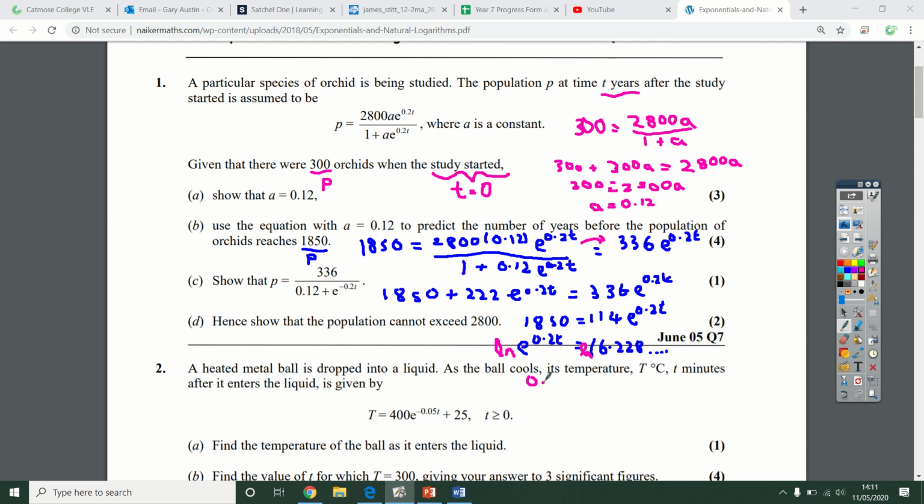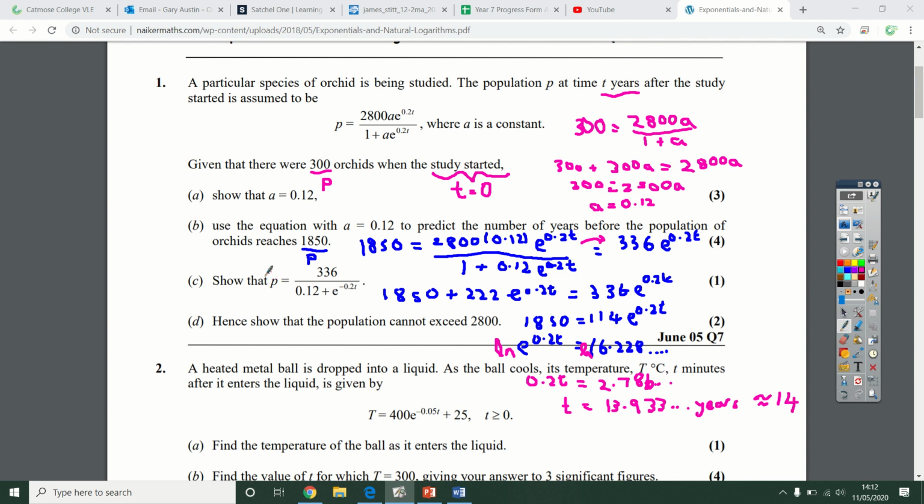So then 0.2t, that's the power of e, is a natural log of that, 2.7867, something like that. And then you can times by 5. So I make 13.933 years, which is about 14. Okay, so that's B done.